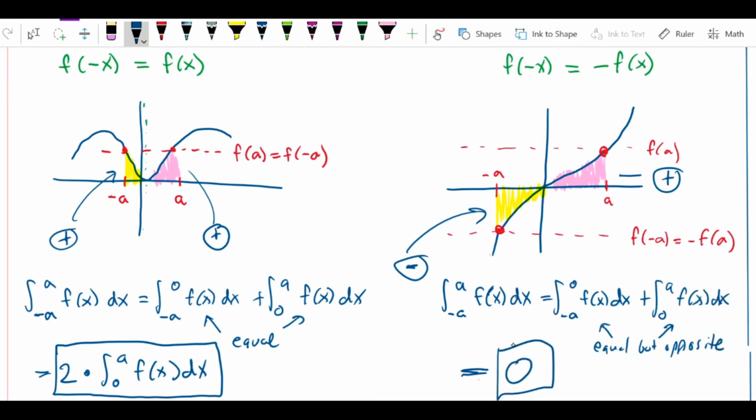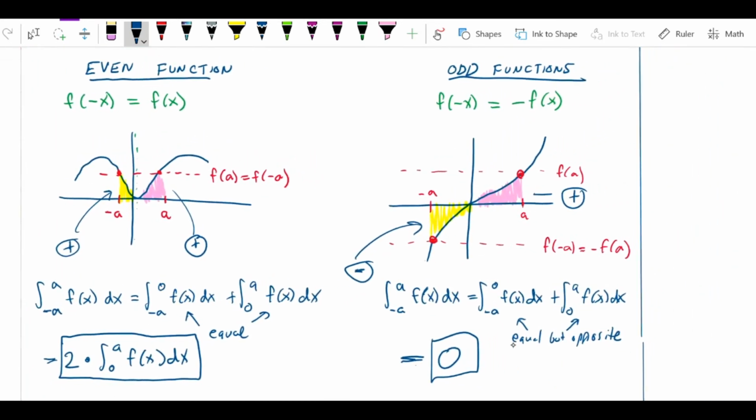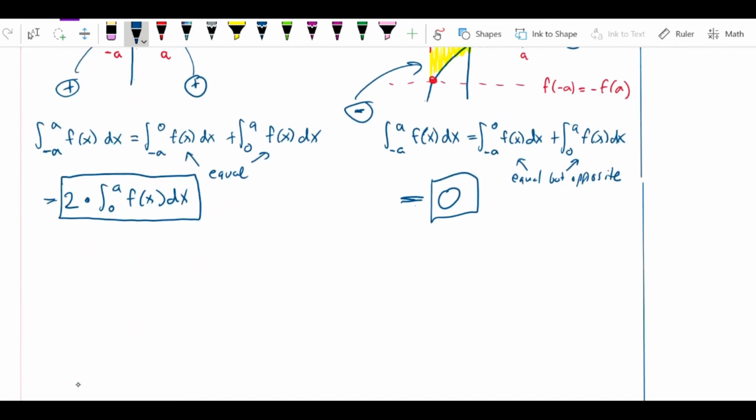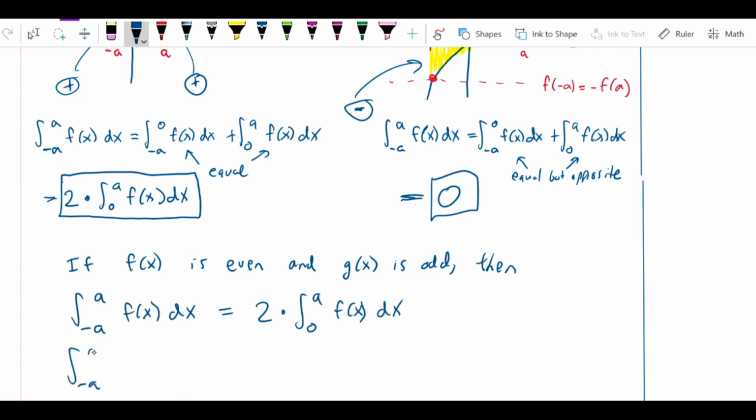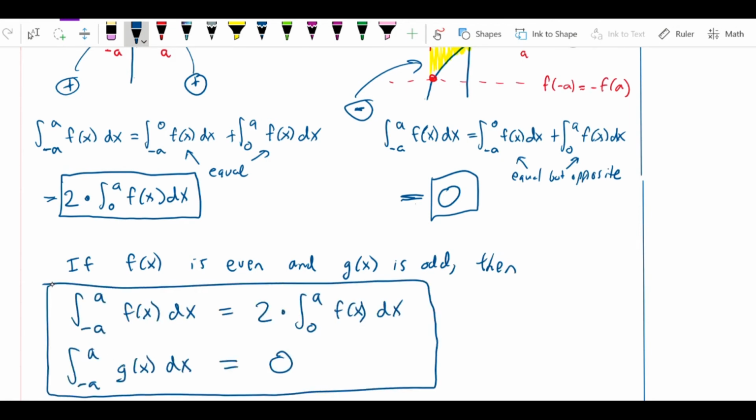So in the case of the odd function, when I break it up into the two sides, -a to 0 and 0 to a, I get two integrals that are equal but opposite each other, which means that they just add up to 0. So this is the rule: for even functions, when you integrate from -a to a, you get 2 times the integral from 0 to a of f of x dx. And on the other hand, with an odd function, when you integrate from negative a to a, you simply get 0. I'll just put the rule up there.